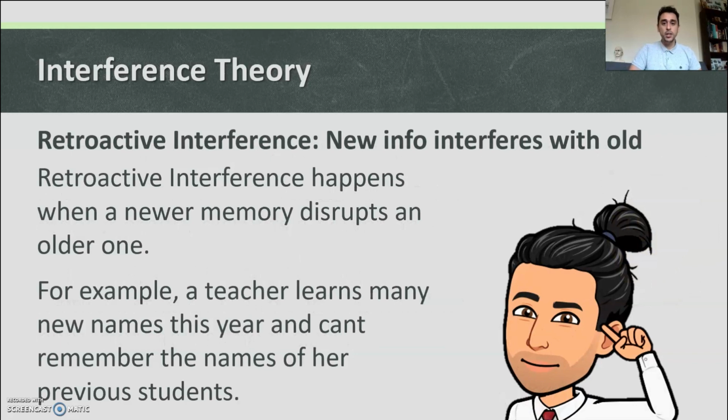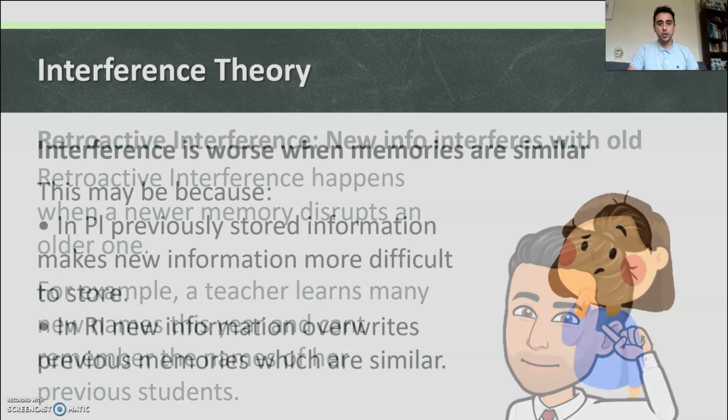Retroactive interference is when new information interferes with old. Retroactive interference happens when a newer memory disrupts an older one. So for example, a teacher learns many new names this year and can't remember the names of their previous students. That's an example of retroactive interference.